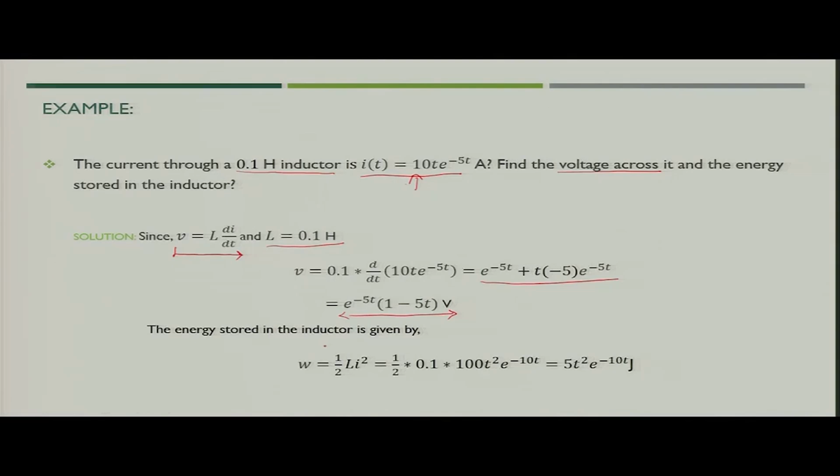Now, if you are asked to find the energy stored in the inductor, you simply use the formula W equal to half L I squared. You put in the value of inductance given in the question, and the value of current I which is given. Finally, you will get 5 t squared e to the power minus 10t joules, which is the total energy stored in that inductor.